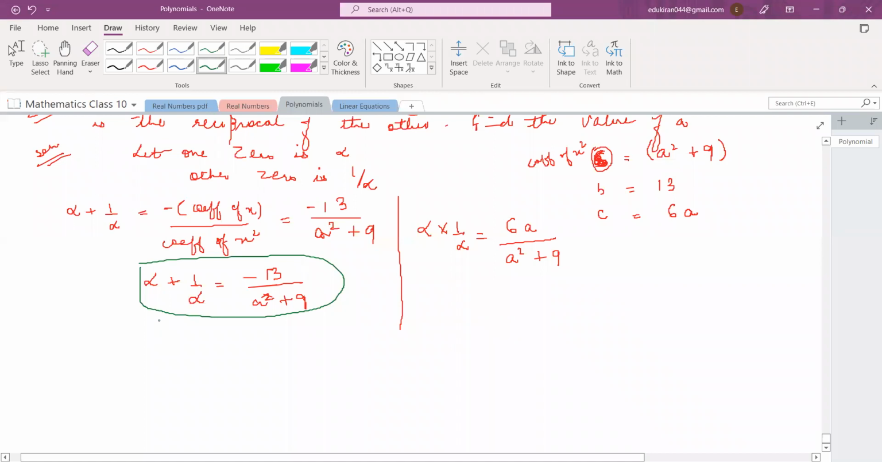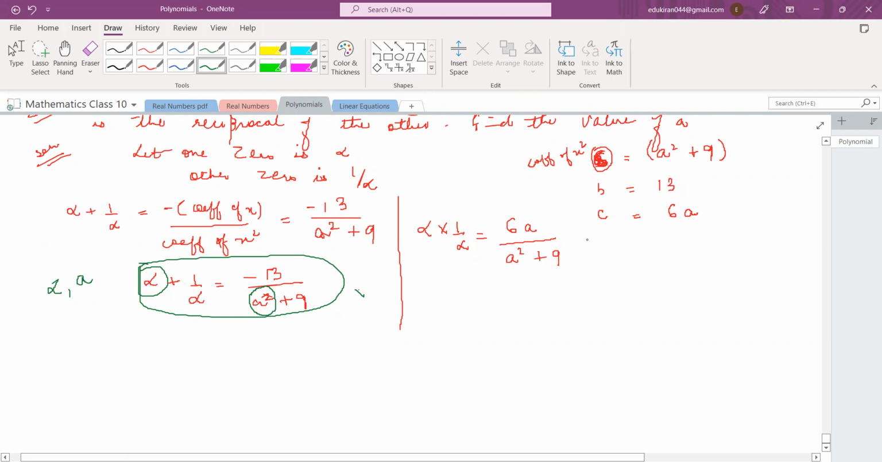Here we cannot solve it. Why? Because I have an unknown alpha and I also have an unknown a. There are two unknowns in this equation, one is alpha and one is a. If I have two unknowns, I need at least two equations to solve them, which you are going to study in the next chapter, linear equations in two variables. So when we have two unknowns in one equation, that equation cannot be solved. Although it is satisfied, you cannot solve it.